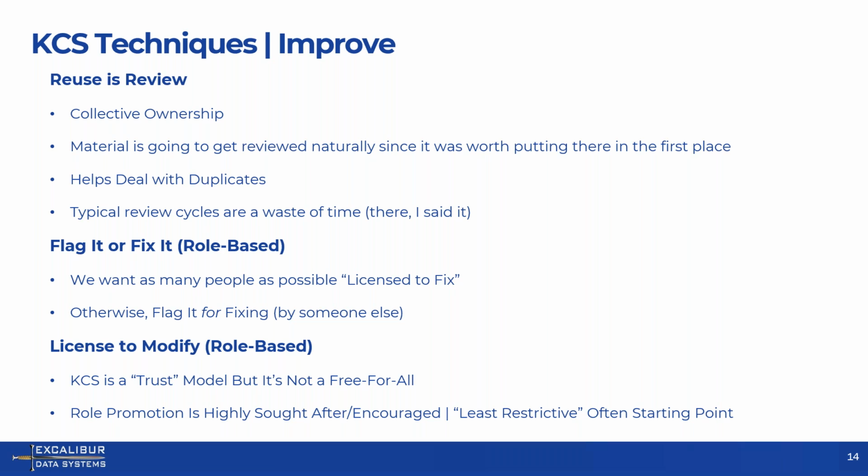We have this flag it to fix it and license to modify, and these are both role-based techniques as part of this improved process. All right, so it's why it was important for us to quickly go over the roles in the beginning, because ultimately, for example, in the solve loop, we have the candidate, the contributor, and the publisher as the three roles. We want as many people to be able to actually publish and fix any article that's out there.